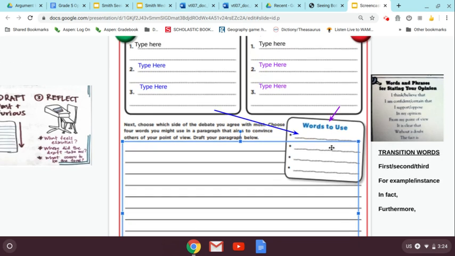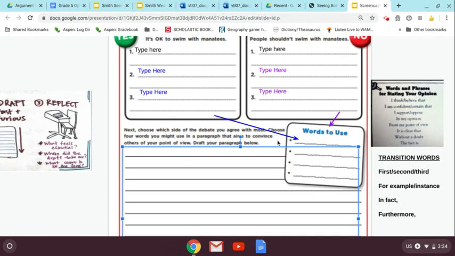Before I begin doing that, it has these words to use. So I made these arrows from these boxes, depending on which side you're going to: should we, okay to swim with manatees, or people shouldn't. You could use those reasons up in there. I wasn't really sure what words to use they're talking about in the directions. Choose 4 words you might use in a paragraph. So your manatee kind of words, like habitat, threatened.